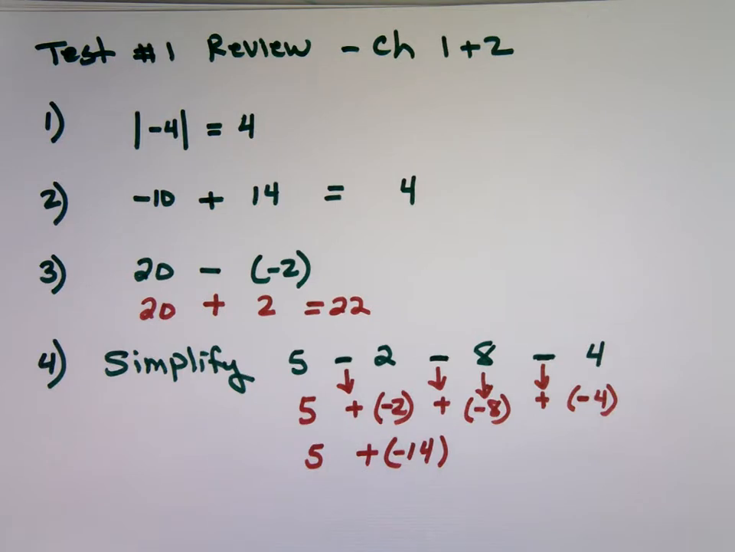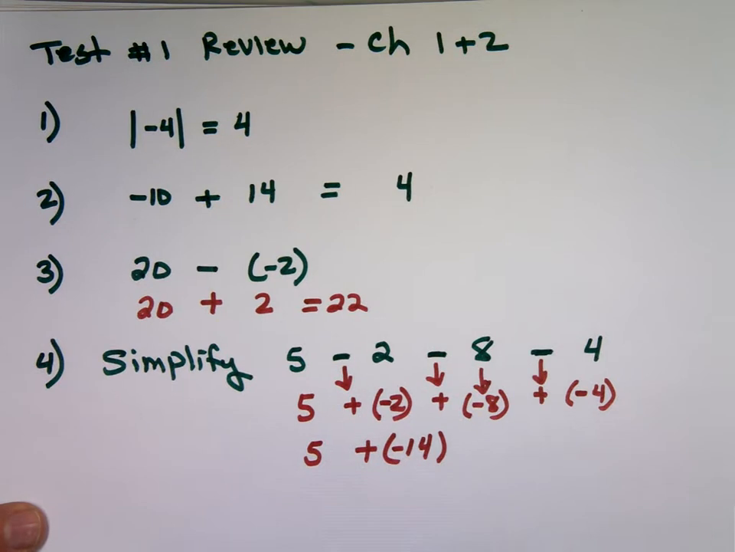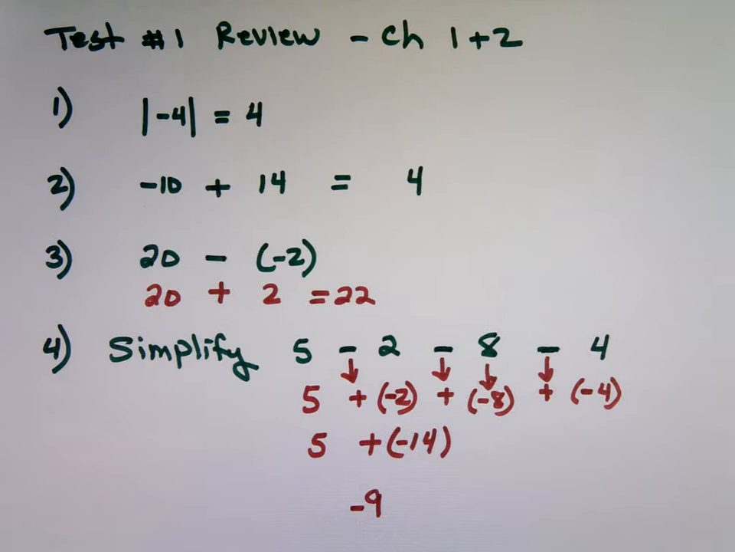Now we have two different signs. Subtract the smaller from the larger. 5 from 14. Again, when I say larger, we're talking about absolute value. 5 from 14, which is what? 9. What's the sign of the larger absolute value? Negative. That's a negative 9.